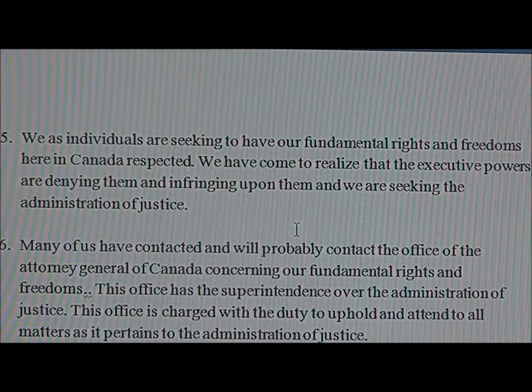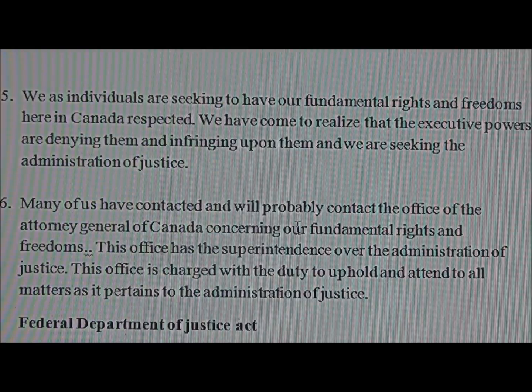We, as individuals, are seeking to have our fundamental rights and freedoms here in Canada respected. We have come to realize that the executive powers are denying them and infringing upon them, and we are seeking the administration of justice. Many of us have contacted and will probably contact the Office of the Attorney General of Canada concerning our fundamental rights and freedoms.